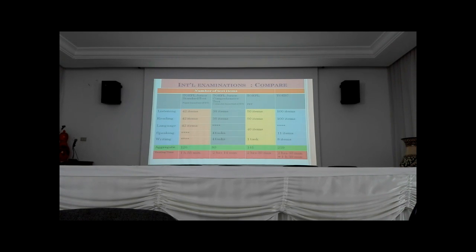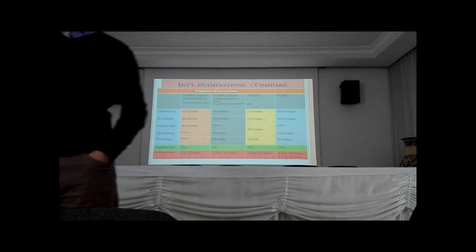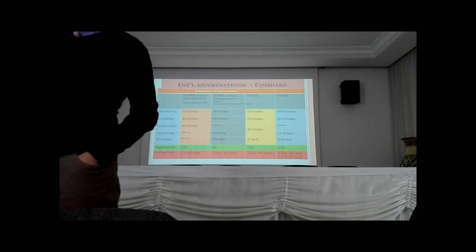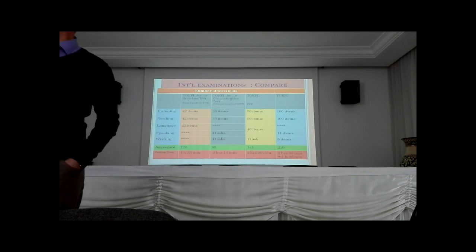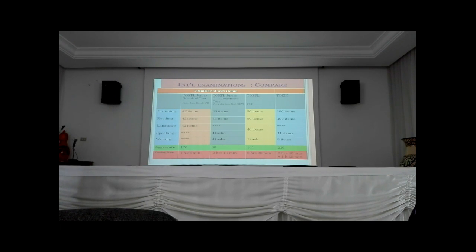Now the TOEIC, Test of English for International Communication, we have 100 items for listening, 100 items for reading, 11 items for speaking, and 8 items for writing. By 8 items, I mean 8 tasks. A task can be at the sentence level, for example, when you ask a student to describe a picture, or it can be a task where you ask the student to write an email or an essay.